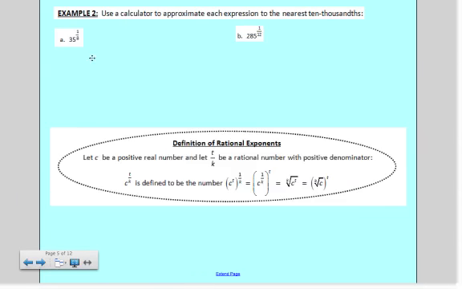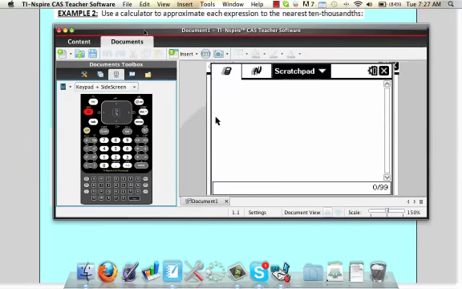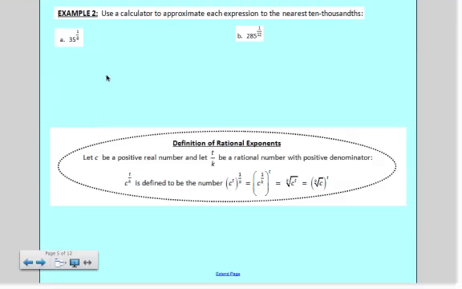35 to the 1/8 power. I'm going to go over to my calculator, and I'm going to write 35 raised to the 1/8 power. All right? And I'm going to press Control Enter to give me an approximation. That gives me 1.5595, and I'm going to round that to 1.5596. And if you truncated it, you could leave it at the 5. So 1.5595 is truncated, and 1.5596 is rounded.